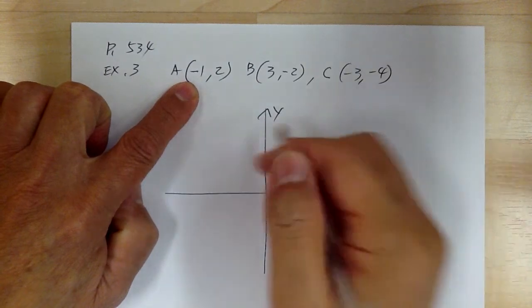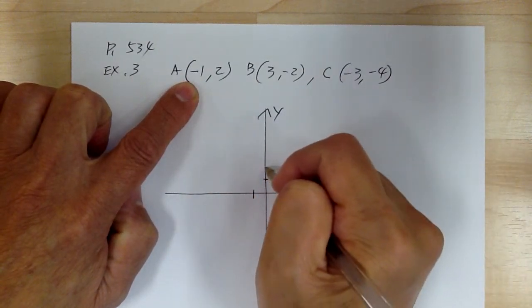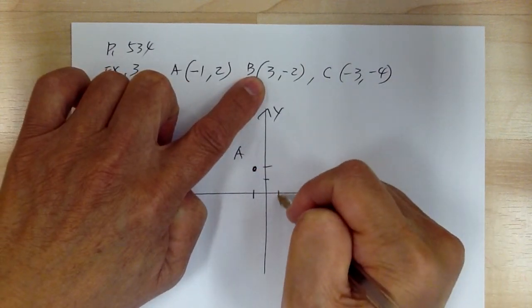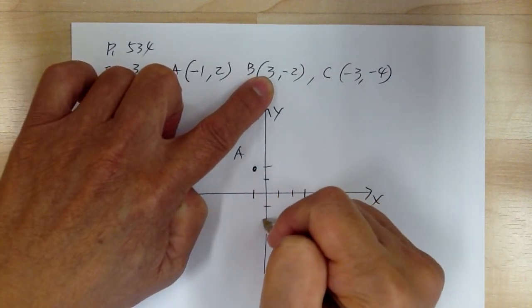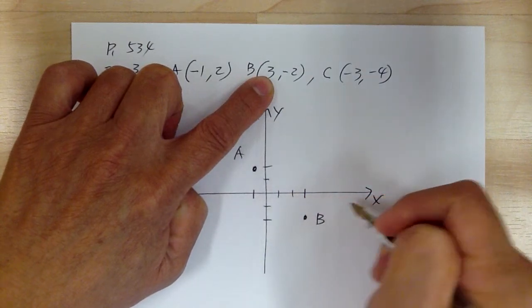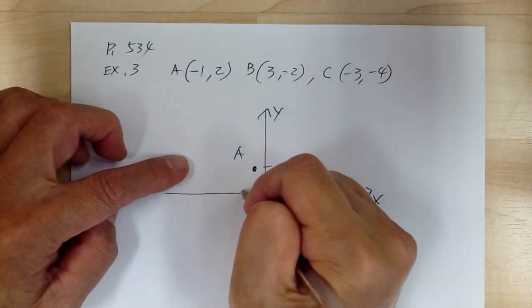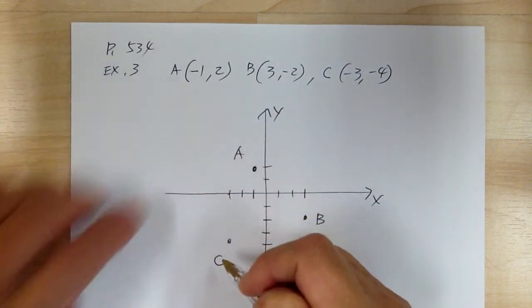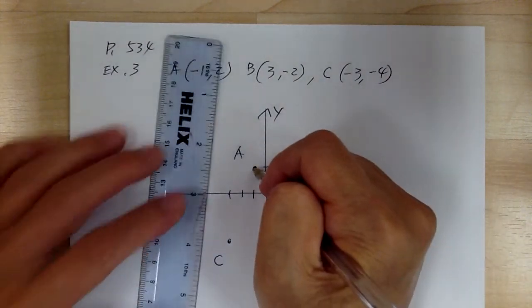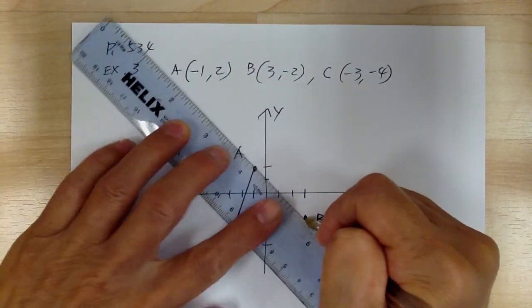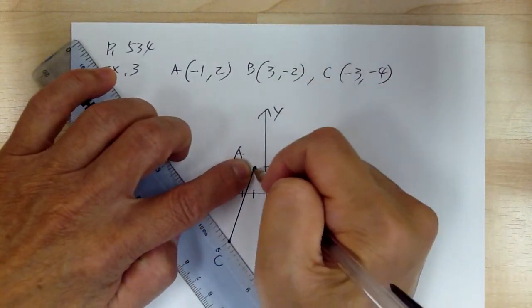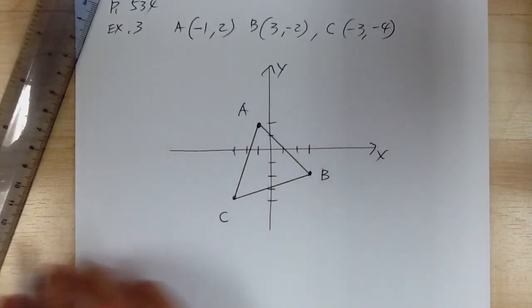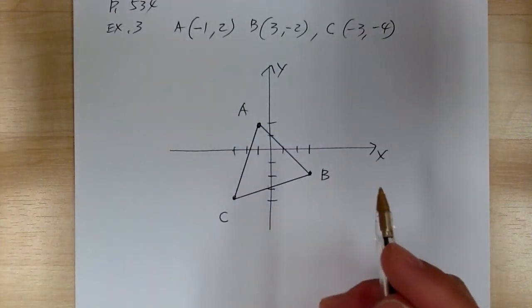So the first point is (-1, 2), so -1, +2, so that's point A over here. Next one is 3, so 1, 2, 3, -2, so that's point B over here. And C is -3 and -4, right over here, so that's point C. And they say draw a triangle, so draw a triangle. Again, this is called a vertex. A vertex is at the corner. And that's it. Again, graphing is fairly easy.